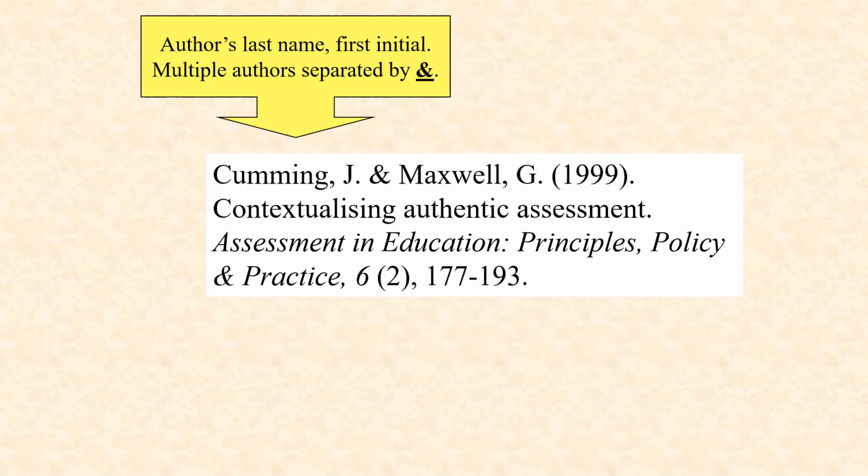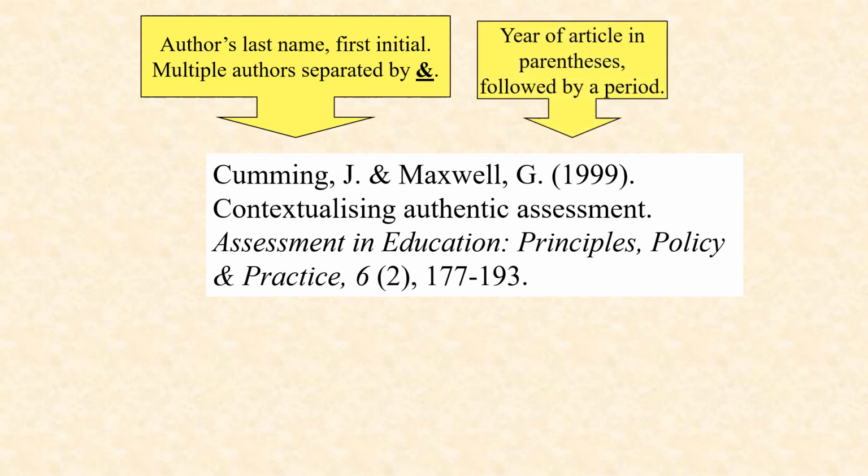So we start with the author's last name or names and first initial. Notice APA is particular here. You do not use the first full name or a middle name, but rather we use initials. If we have multiple authors, before the last author's name, instead of the word and, we put the ampersand character. And then we follow this with parentheses and the year of publication of the article followed by a period. Kind of like that's a sentence by itself.